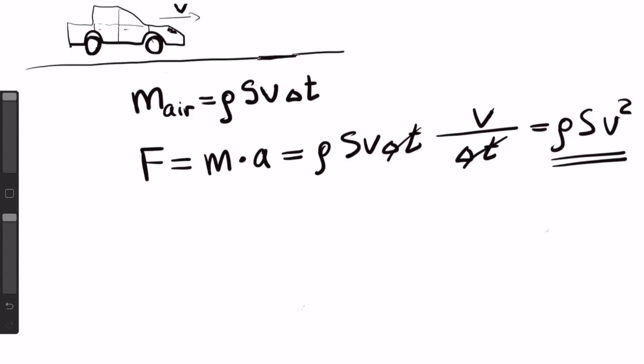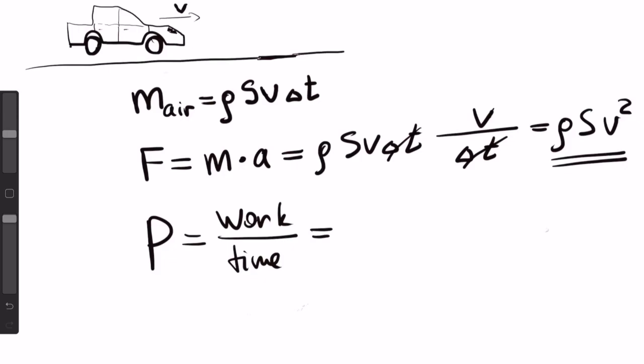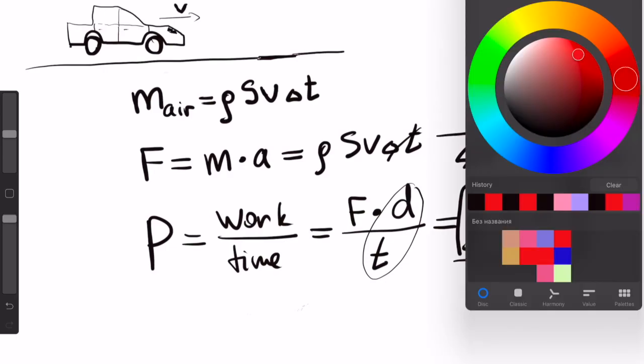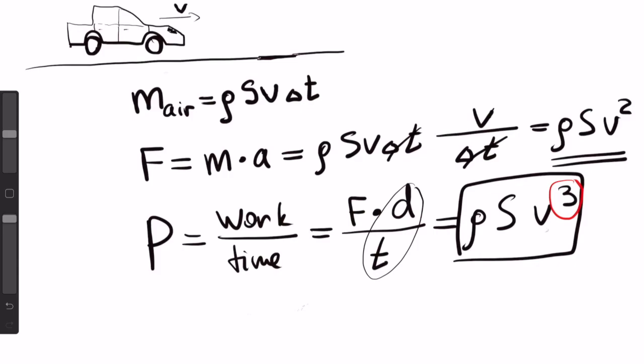Because now we understand that power is work done per unit time. And work is basically force times distance, let us call it D, over T, but D over T is again V. So we get rho S V cubed. And this is exactly what we predicted, because now we have this cubic term above our speed, and we have a physical explanation for why cars increase their engine power the way they do.